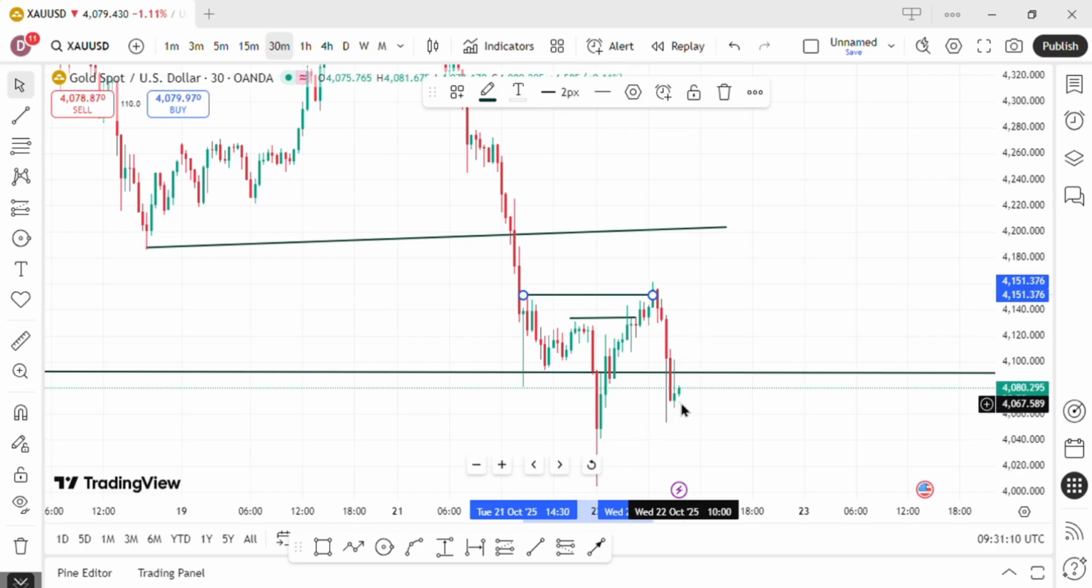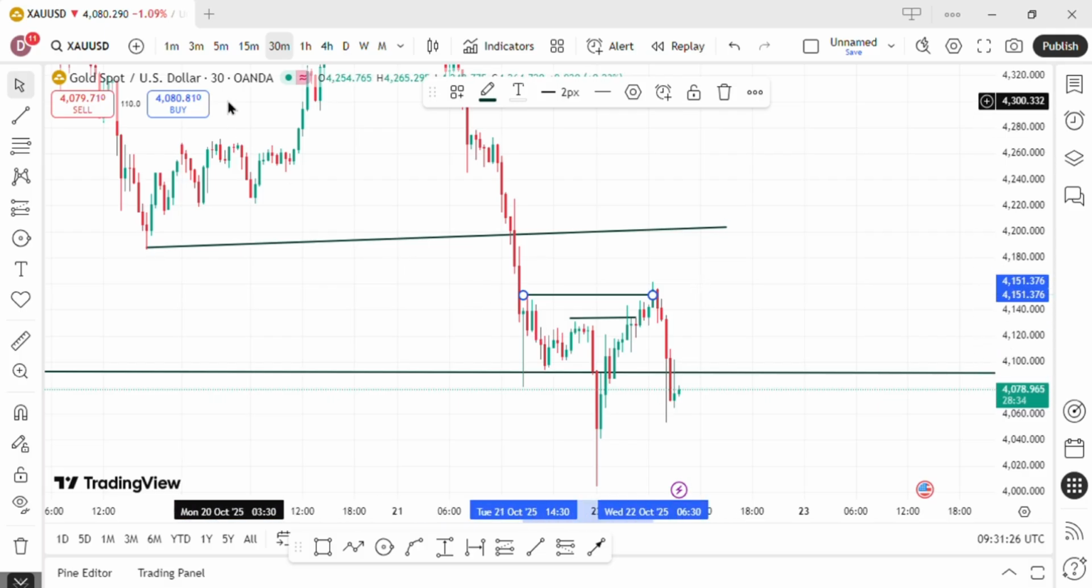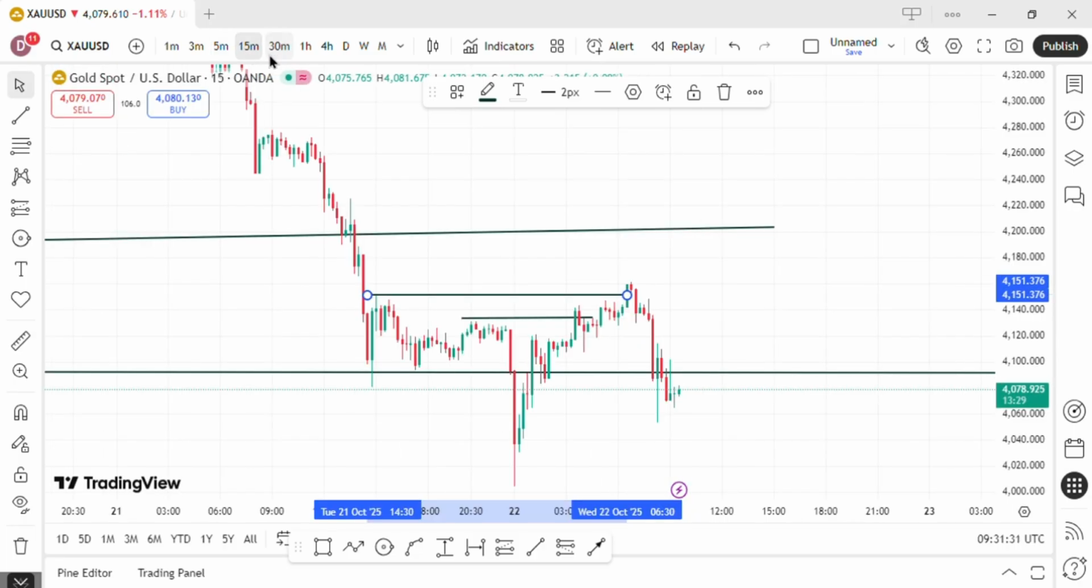So anyone in gold right now, today is Wednesday, right? Anyone in gold should just anticipate buys, not sells. You understand? So we move to either 15 or 5 minutes for the overall confirmation. This is where we place the trade. I either place it within the 15 minutes or 5 minutes based on my stop loss or something like that.